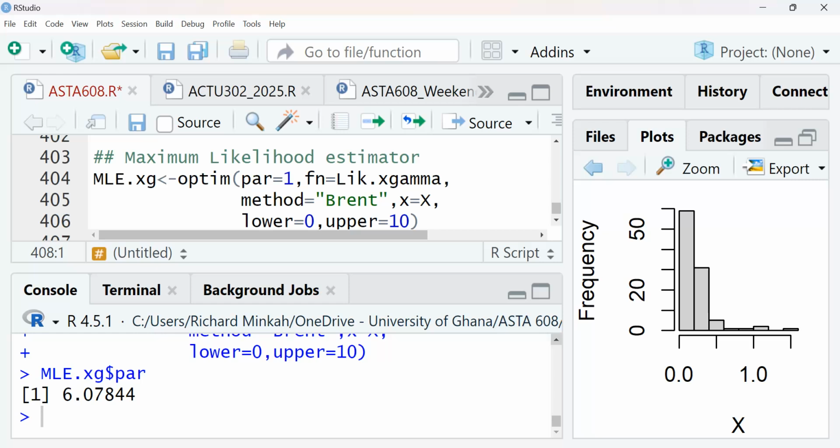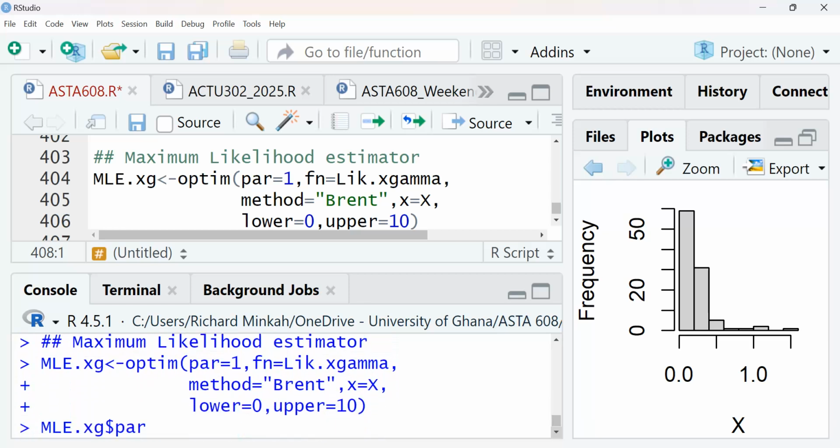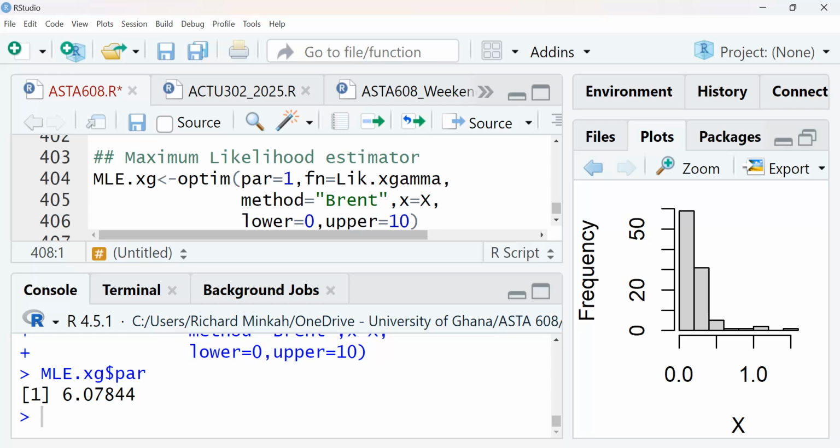Okay, so let's see. I changed it to 5. Moment estimator gave me 6.1. This one, MLE, gave me 6.07. So you see, the MLE is a bit closer to the 5 than the moment. And we can do this and increase the sample size and see what really is happening, and so forth.